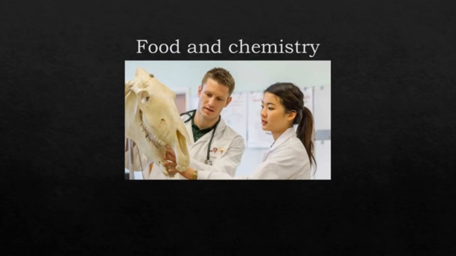The next one is food and chemistry. There are various chemists who work for food and chemistry. The first one is animal chemists. People who are non-vegetarians eat animals, like hen and other things which people eat. For this, you need to know why animal chemists are present.